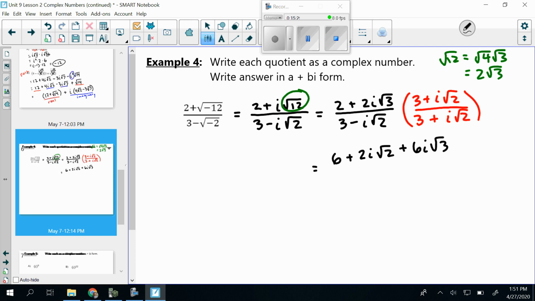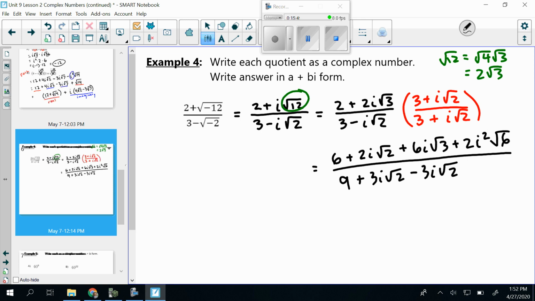Outside ones, we got a 2 outside of that square root. We got I times I, that's going to be I squared. And then multiply the stuff inside the square roots. 3 times 2 would be 6. Do the same thing on bottom. Got 9. Should end up with that.